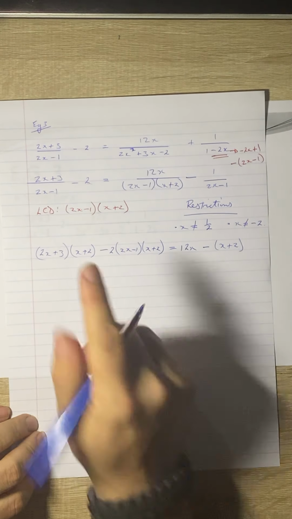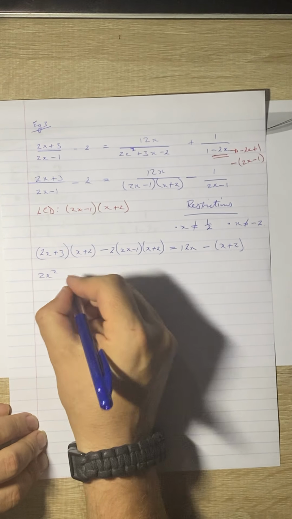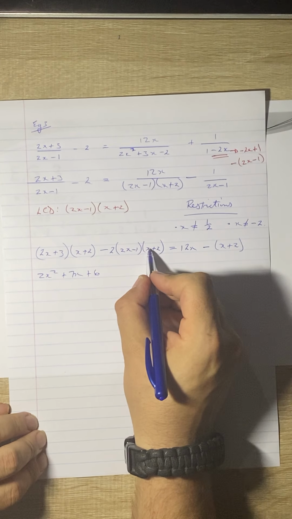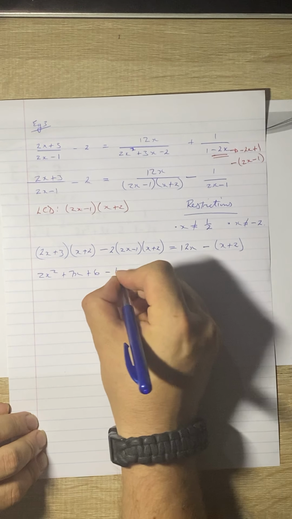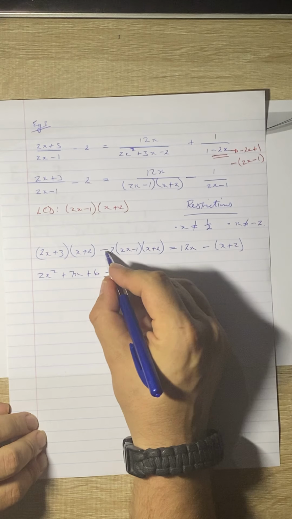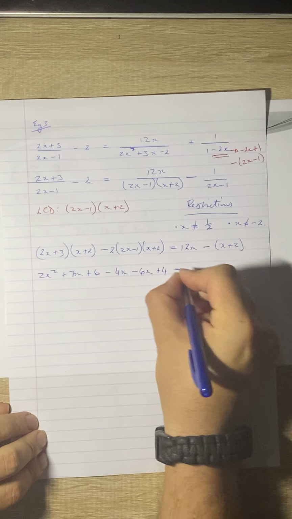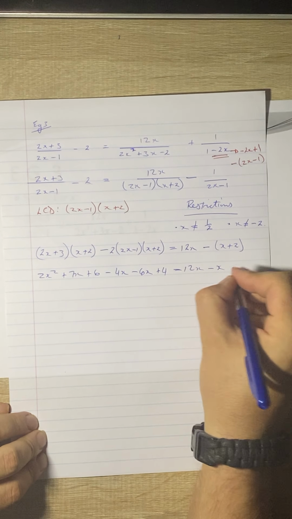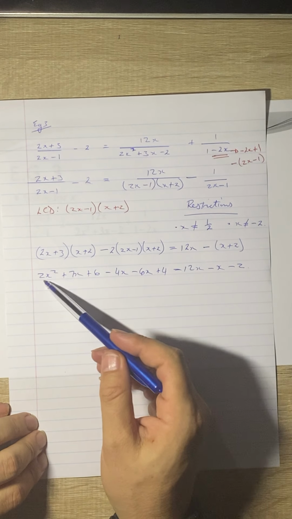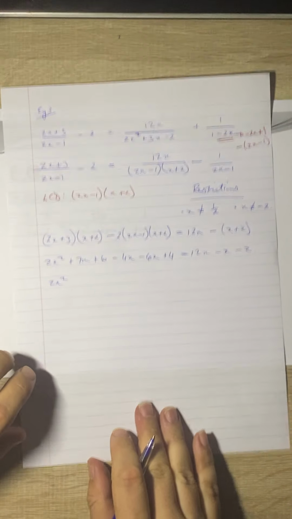Okay, FOIL out, so we get 2x squared. That'll give us plus 4, 7x, plus 6. Okay, that'll give us 2x minus 4x. That'll give us 4. That'll give us 3 minus 6x. Minus 2 plus 4 equals 12x minus x minus 2. Okay, so I'm going to take everything to this side because now our highest power of x is positive. So we get 2x squared.